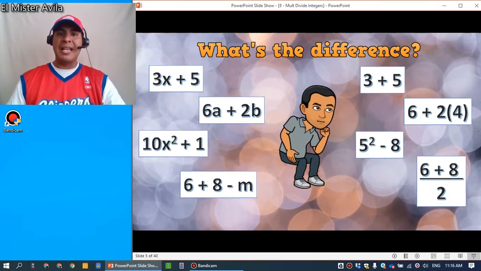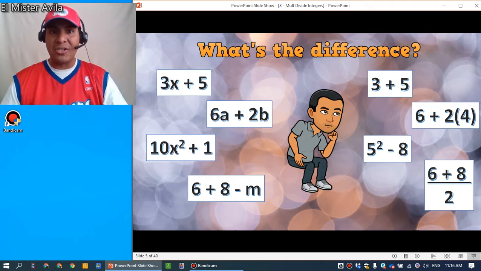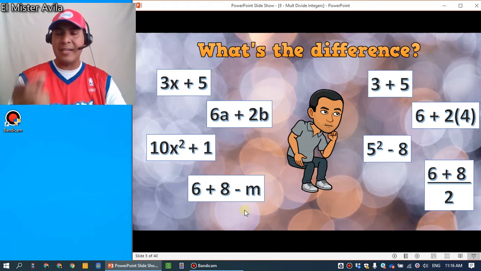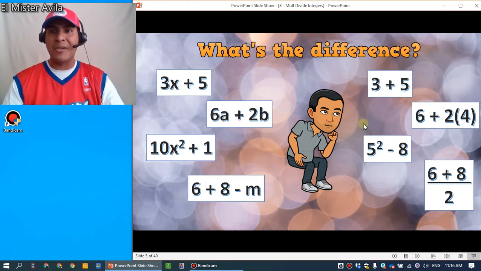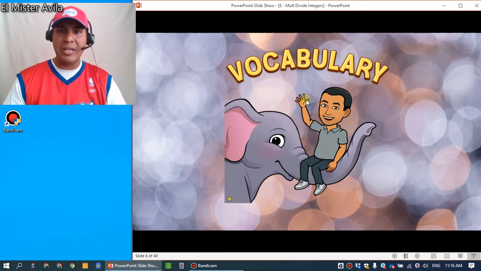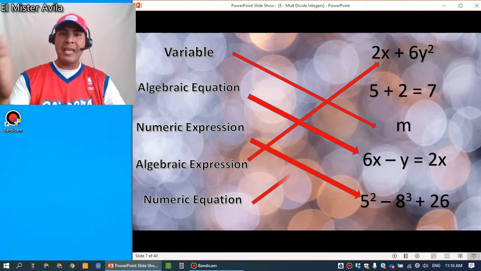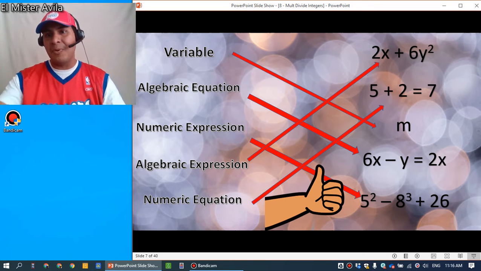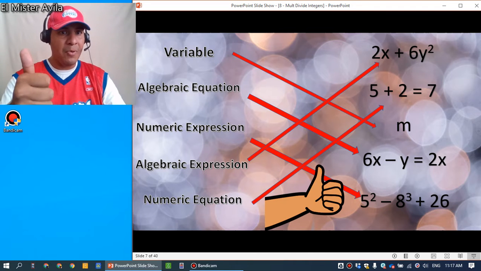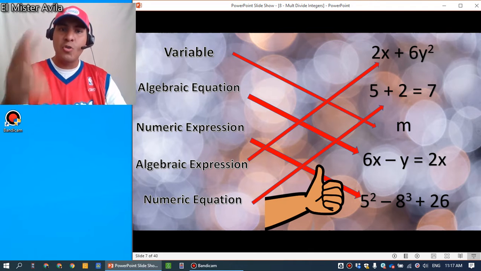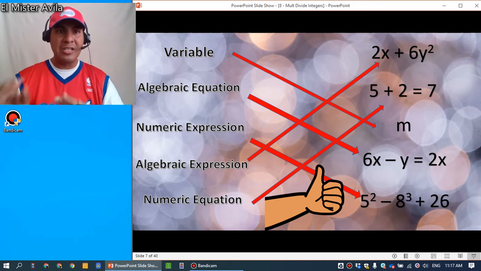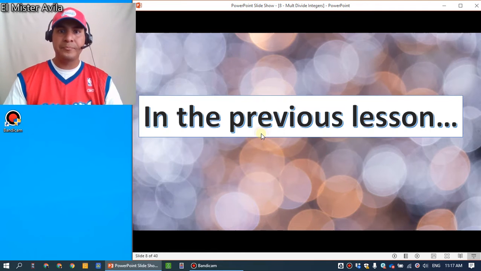What we've been talking about these last few lessons is the difference between these types of expressions. Hopefully now you realize on the left here, we have algebraic expressions because they have variables, and on the right we have numeric expressions because those expressions only have numbers. In the previous lesson, we covered a little bit of vocabulary, and you learned that these vocabulary words on the left line up with the answers over here on the right. So you should now know, if I ask you, what is a variable? What is an algebraic equation? What is a numeric expression? What is an algebraic expression? And what is a numeric equation? You should be able to distinguish between all of those words.